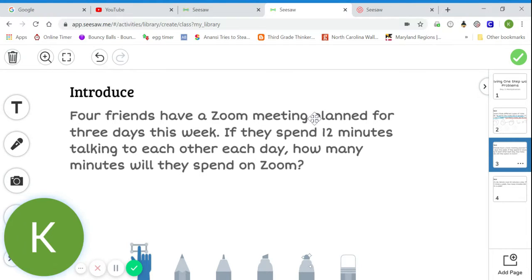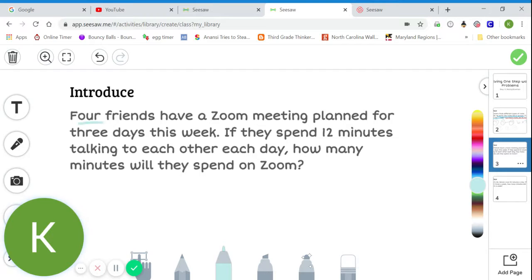4 friends have a Zoom meeting planned for 3 days this week. If they spend 12 minutes talking to each other each day, how many minutes will they spend on Zoom? Let's go in and underline that important information again. Alrighty.